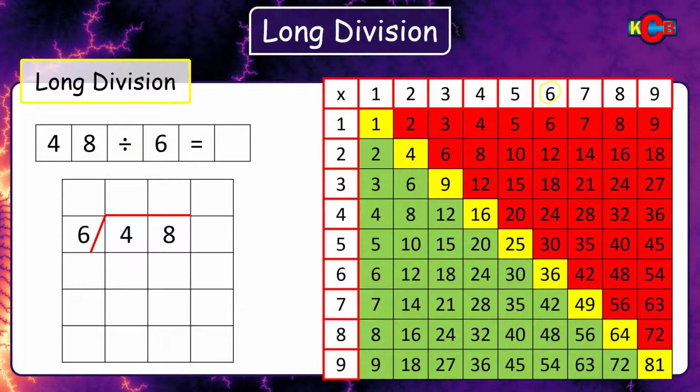The dividend is 48 here. Thus, we have to find 48 within the multiples of 6. 6, 12, 18, 24, 30, 36, 42, 48. Now, we found 48 within the multiples of 6.